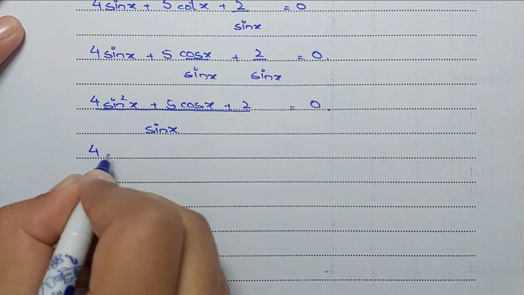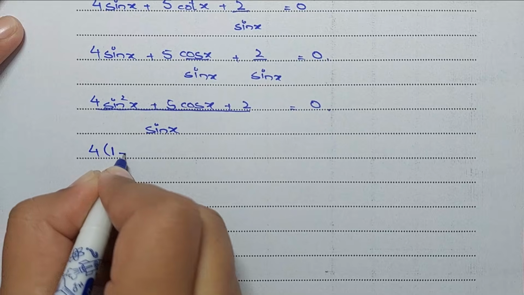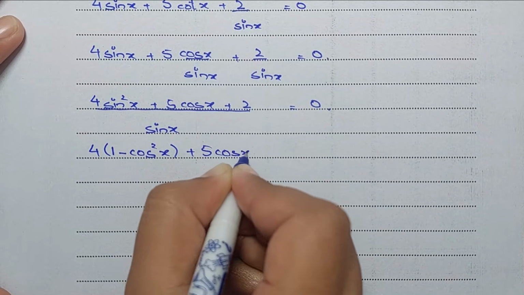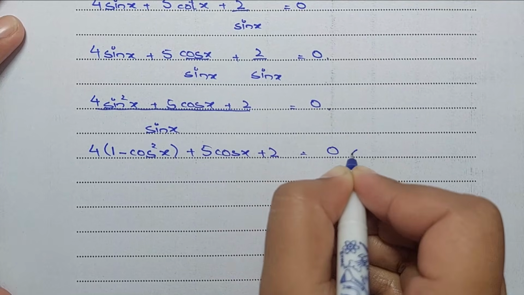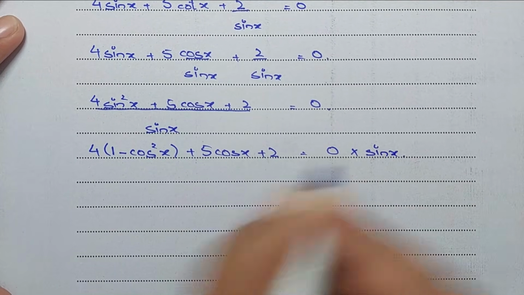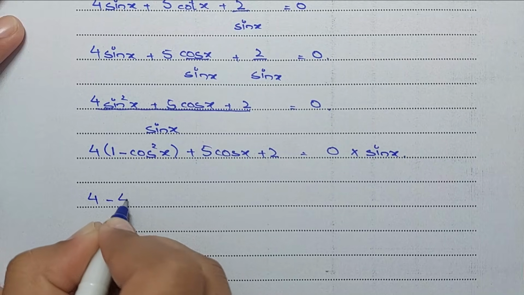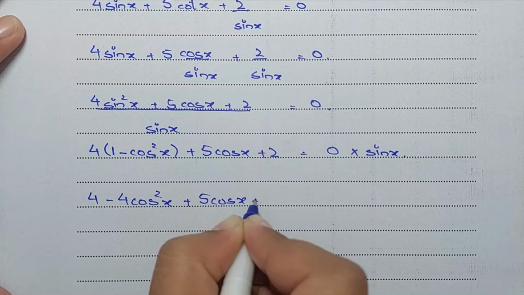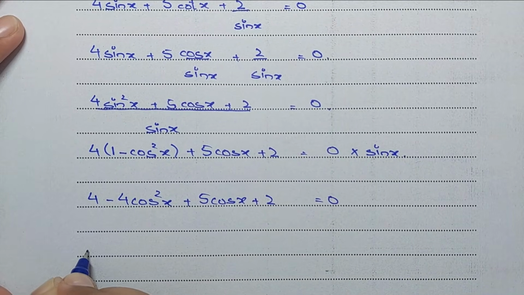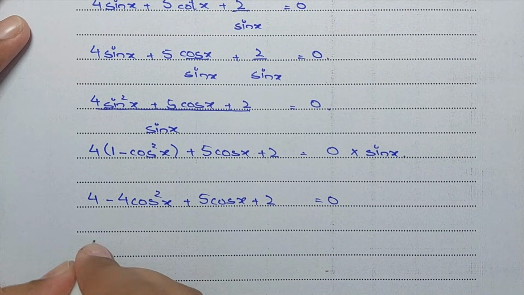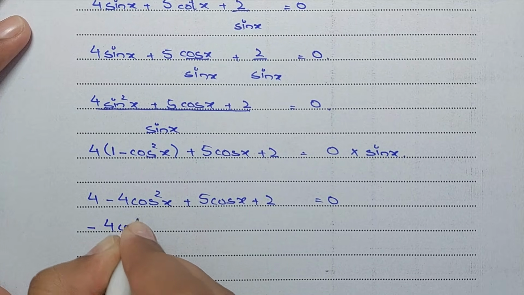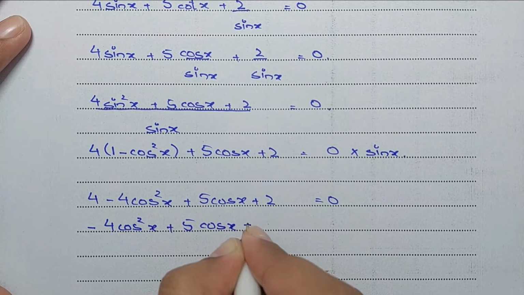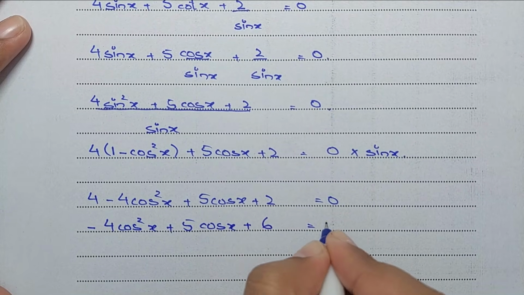Okay. So 4 sine square x, we can write this down as 1 minus cos square x, plus 5 cos x plus 2. Cross multiply, 0 is multiplying with sine x. This is 4 minus 4 cos square x plus 5 cos x plus 2 equals to 0. Or we can say minus 4 cos square x plus 5 cos x plus 6, because 4 plus 2 is 6, equals to 0.